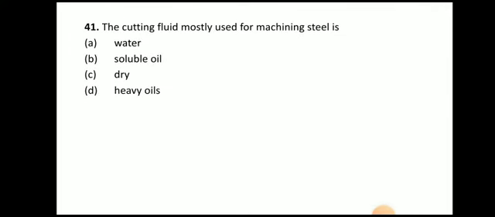Next question. The cutting fluid mostly used for machining steel is. The answer is soluble oil. So mostly soluble oil is used as a cutting fluid.